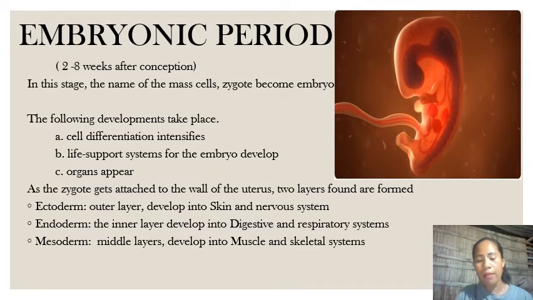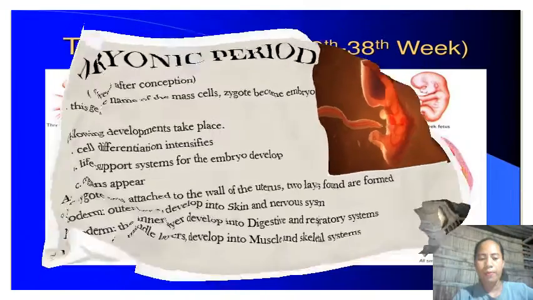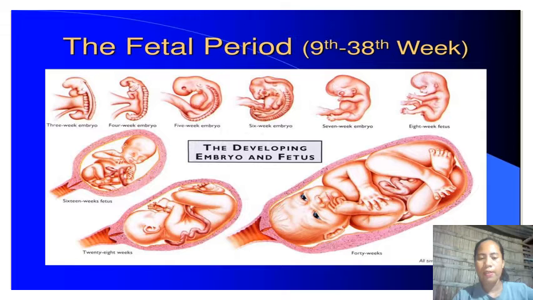As the zygote gets attached to the wall of the uterus, three layers are formed. The ectoderm, the outer layer, develops into skin and the nervous system. The endoderm, the inner layer, develops into the digestive and respiratory systems. The mesoderm, the middle layer, develops into muscles and the skeletal system. As you can see, the picture shows the development of the embryo and fetus.